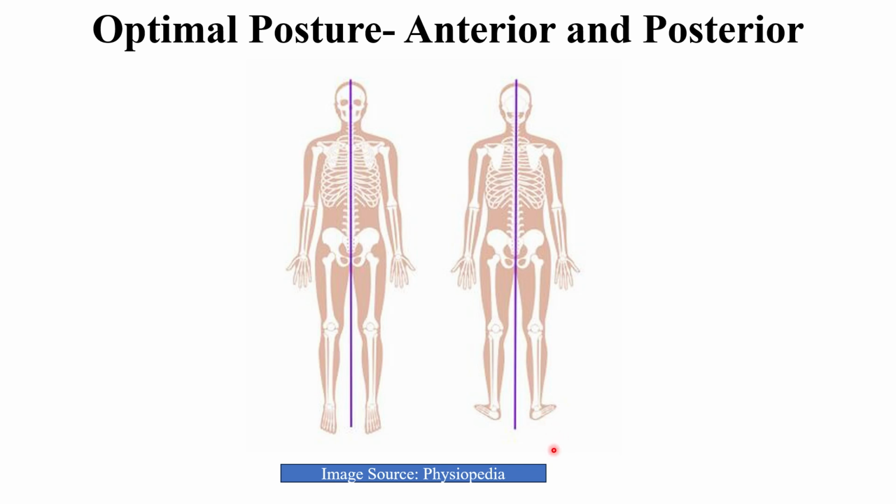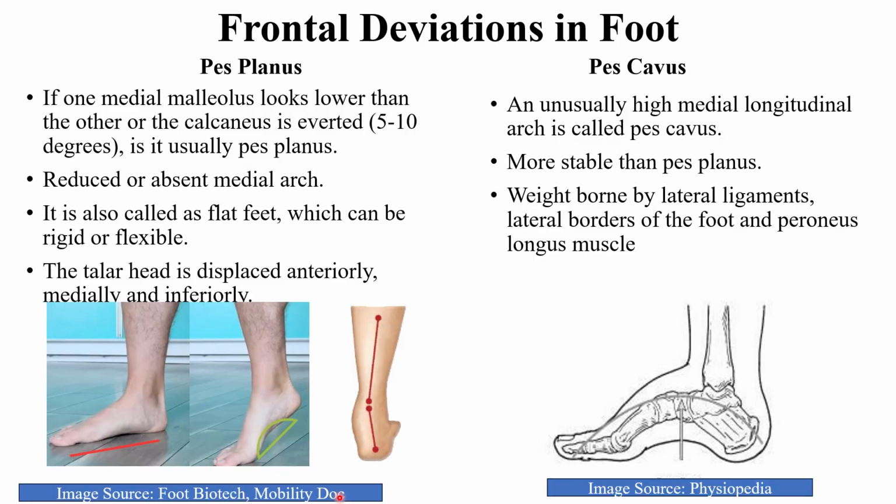So you need to make sure that this particular table, which is given very well in Norkin's, is learned, so that if you're asked about the optimal posture in anterior and posterior view, you state the table in the exams.